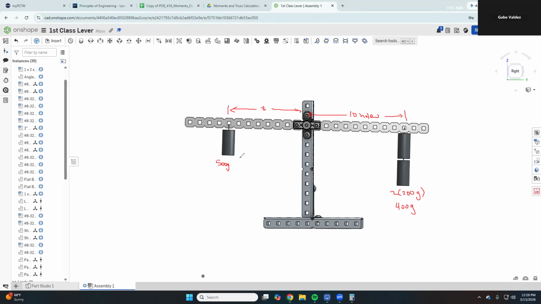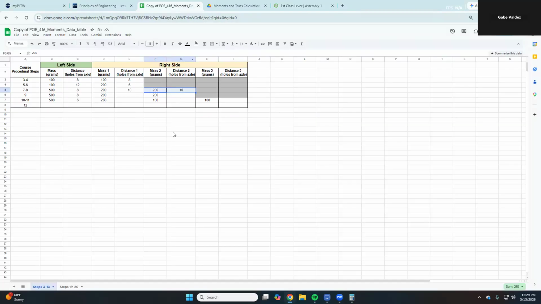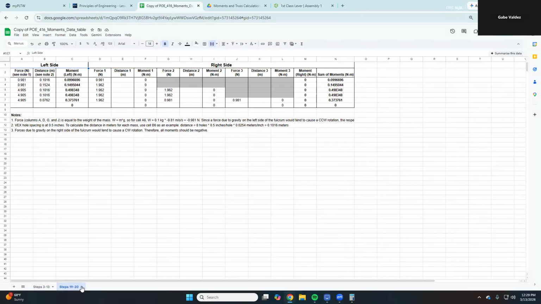Yeah, 4,000 gram holes as well. But again, that's just an imaginary unit. That's just to help with the idea behind balancing this out. What we need to do, and they do it on the next tab, but steps 19 and 20 are no longer part of the activity, so I'm not sure why this is still here. But the idea behind this is that instead of using grams and holes, you convert your masses to newtons, and you convert your hole distance to inches and then to meters. Okay. And so here's those distances in meters.